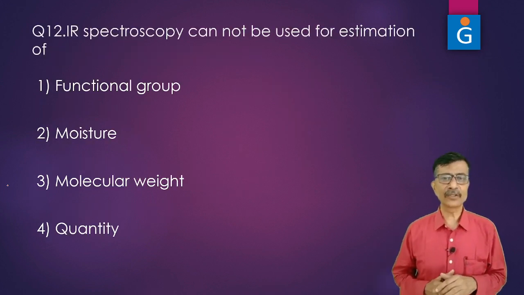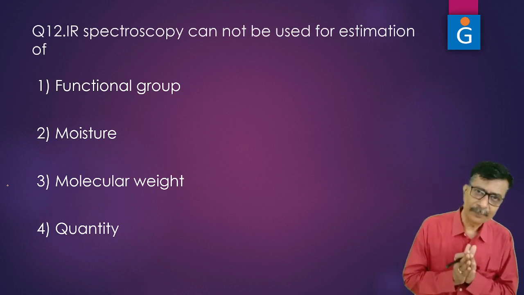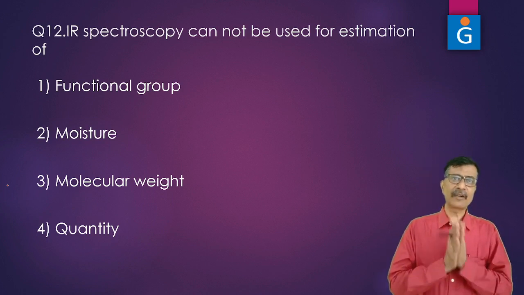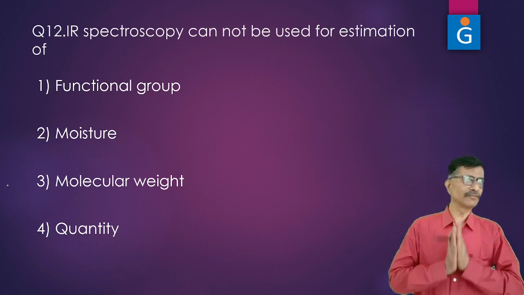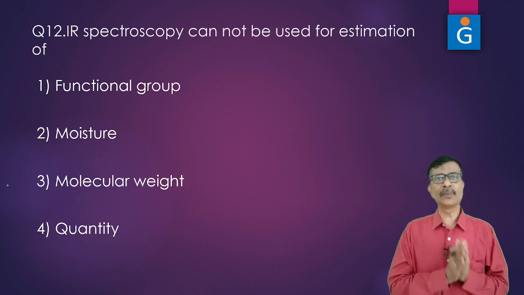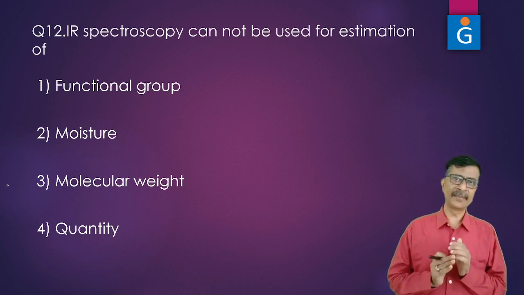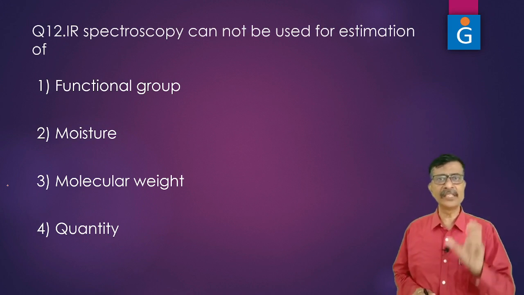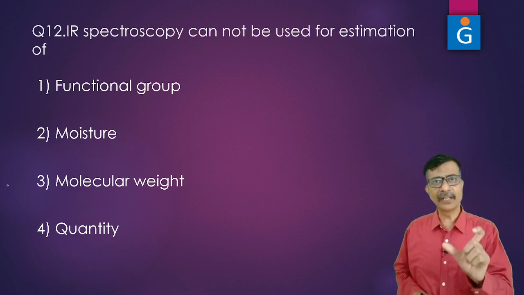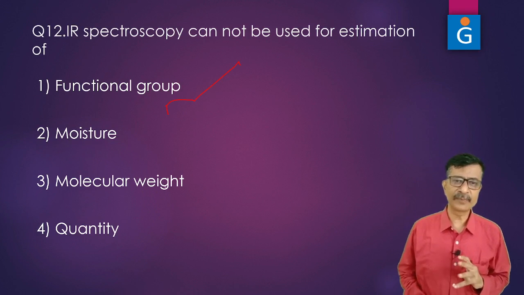The IR spectroscopy cannot be used for estimation of... Now this is a question based upon applications of IR spectroscopy. As we know, IR spectroscopy is used for qualitative and quantitative estimation. When I say qualitative estimation, it means IR spectroscopy is used to identify a particular functional group. So IR spectroscopy can be used for identification of functional groups.